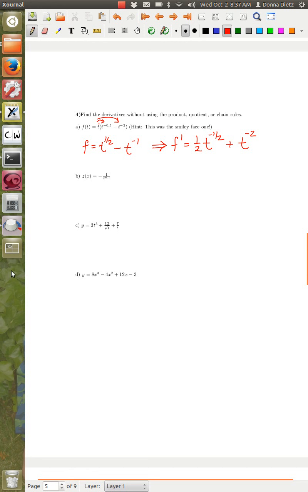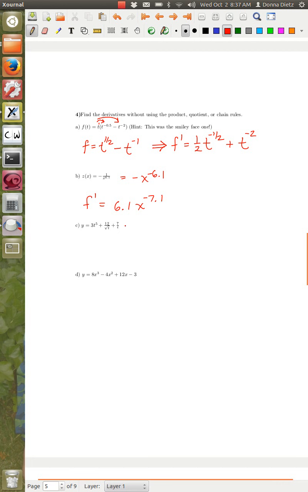Okay. The other one is a little hard to see, but it is minus x to the minus 6.1. Okay, so f prime, in this case z, whatever. I'm not going to take off if you label the function wrong. Now I'm going to subtract 1. It's minus 7.1. That's it.